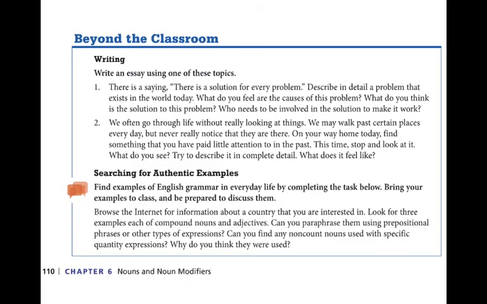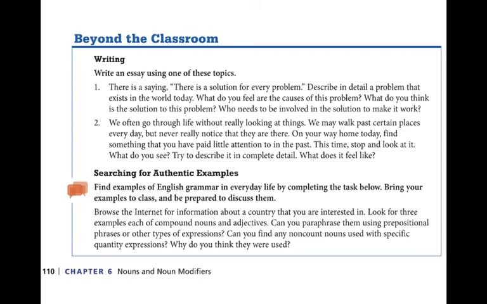Beyond the classroom, here are some other topics. There's a saying, there's a solution for every problem. You might want to describe, in detail, a problem that exists in the world today. What do you feel are the causes of the problem? What do you think is the solution to this problem? Who needs to be involved in the solution to make it work?